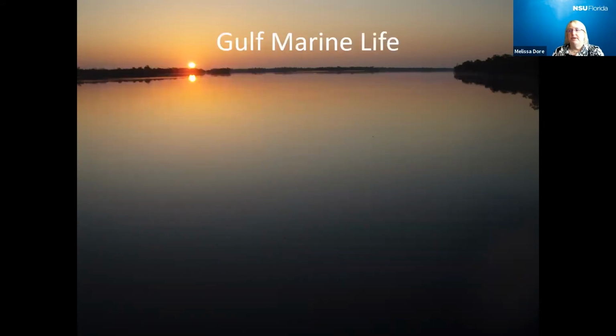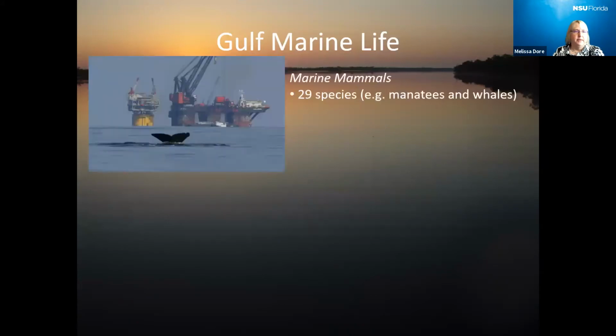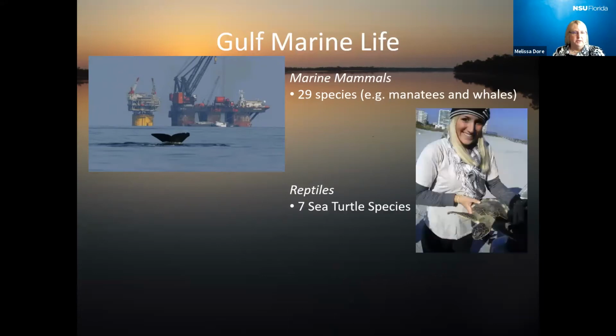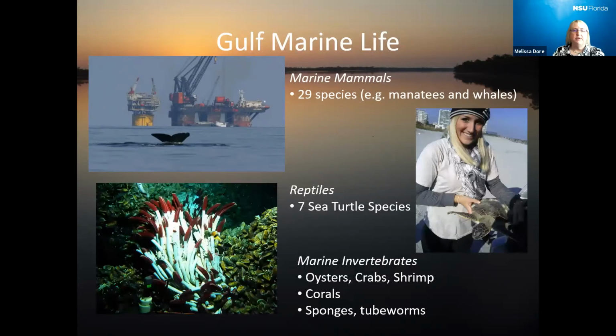So what other marine life do we have in the Gulf of Mexico? There are 29 species of marine mammals. These also include manatees and whales. And here's a lovely picture of one of them sitting right on one of the oil rigs. But we also have 7 sea turtle species. That's part of our reptiles. And we also have marine invertebrates. And those are some of the ones that I've studied. Oysters, crabs, shrimp, corals are actually an invertebrate.